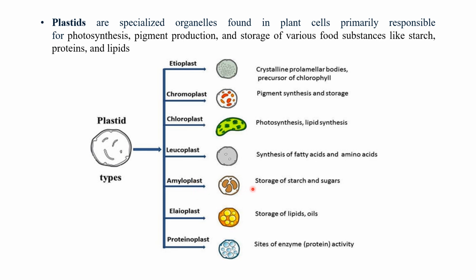Amyloplast, as in salivary amylase, is for storage of starch and sugars. Elaioplast is for storage of lipids and oils. Proteinoplast is the site of enzyme, that is protein, activity.